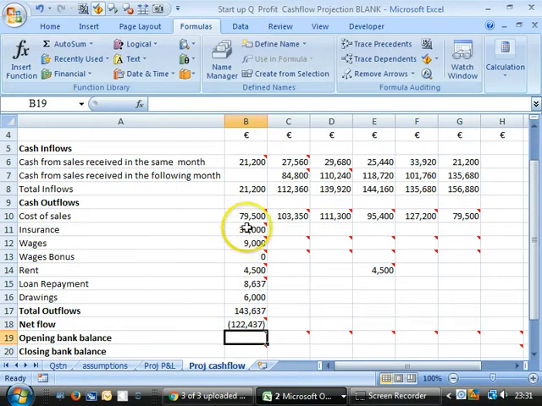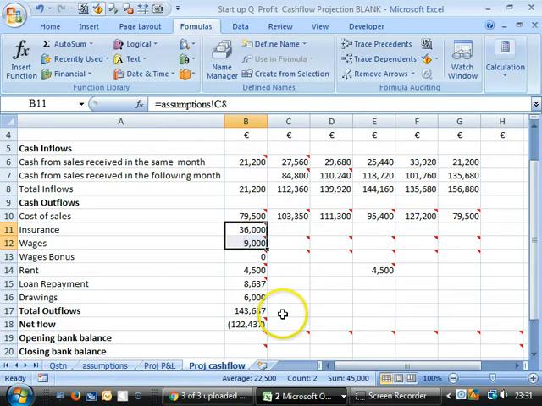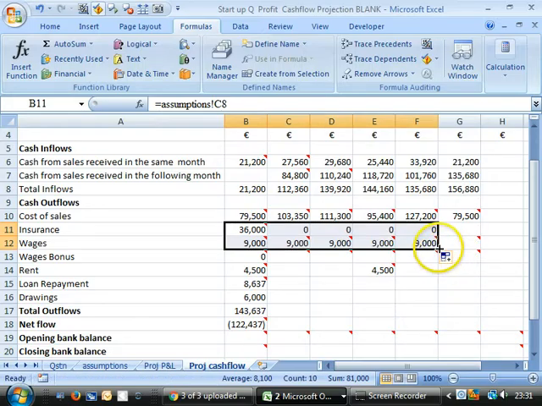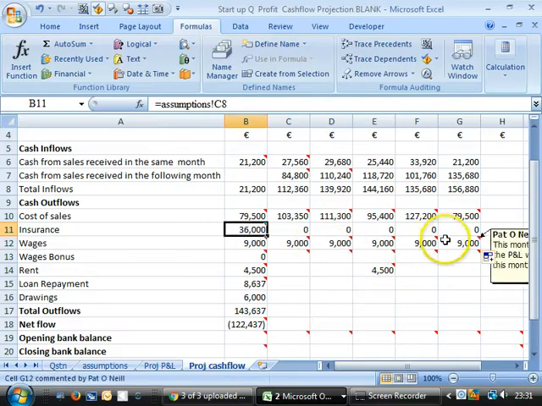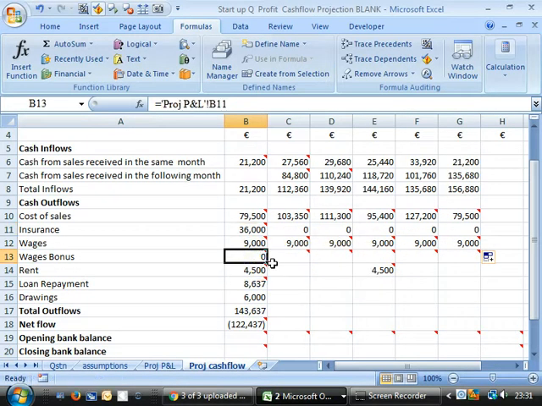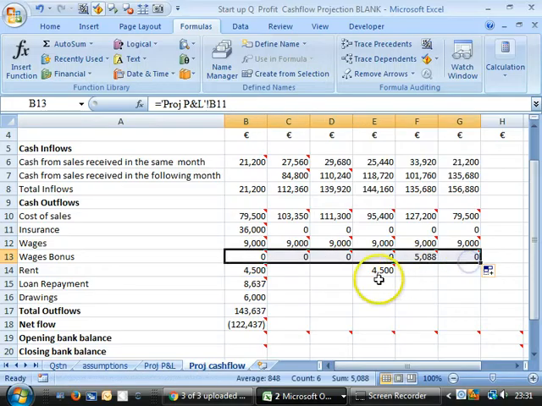Now I'm going to start copying some of these figures over now. I need to copy the insurance. And I need to copy the wages bonus. I'm going to copy those two over along now. Okay, didn't bring them far enough, so just hold them and bring them further. Okay, so notice that the insurance was paid in a lump. The wages, those figures look okay. The wages bonus, I need to copy over along now.